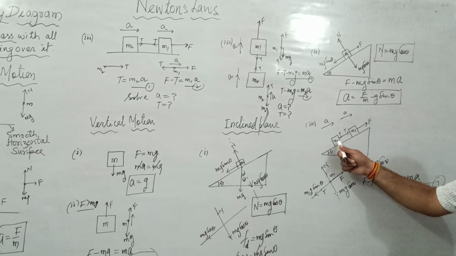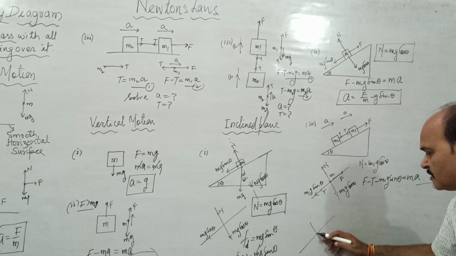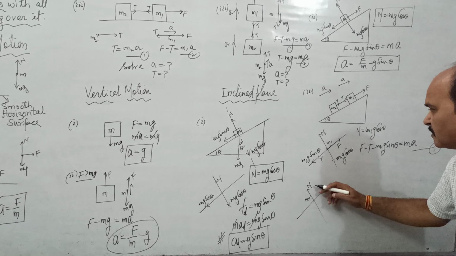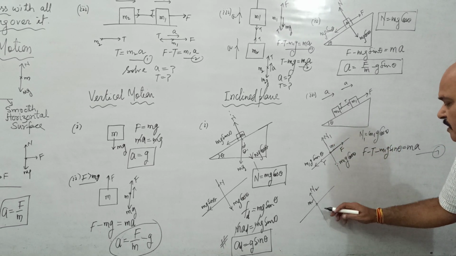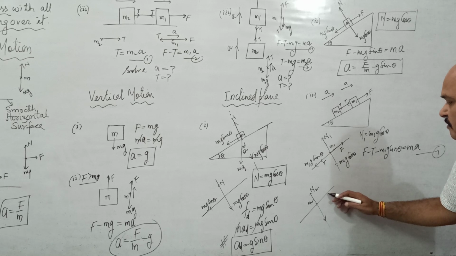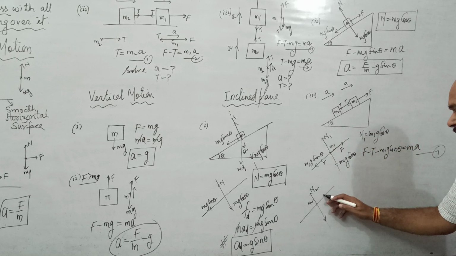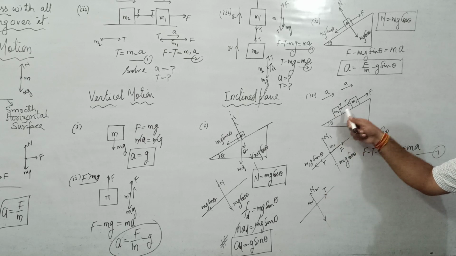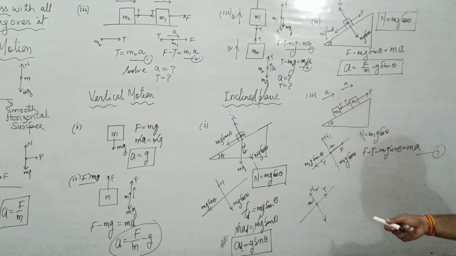For the second body, this is mass m2 placed here. The forces are: this is the normal reaction, this would be n1, and here the normal reaction would be some other value n2. The force acting on this mass is T in this direction. See, T is acting on this mass in this direction, and the same T is acting on that mass in the opposite direction. Action-reaction force, you know it.